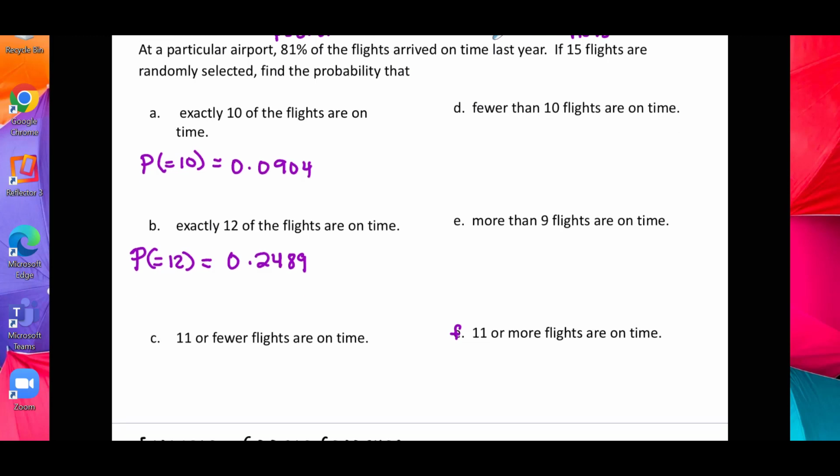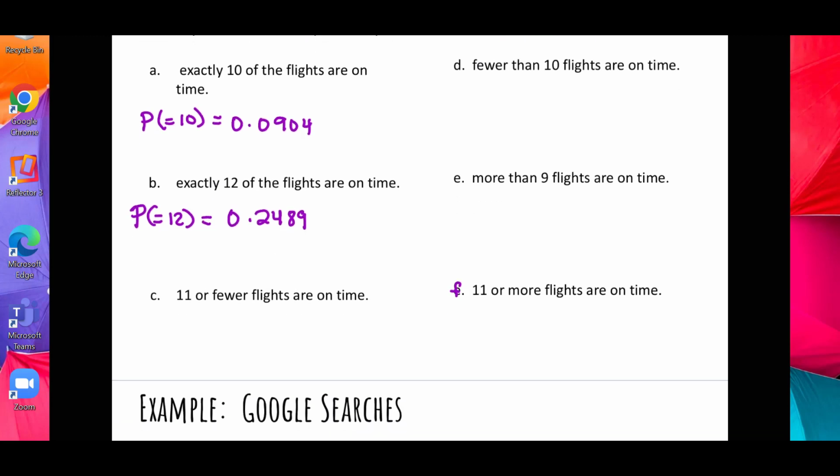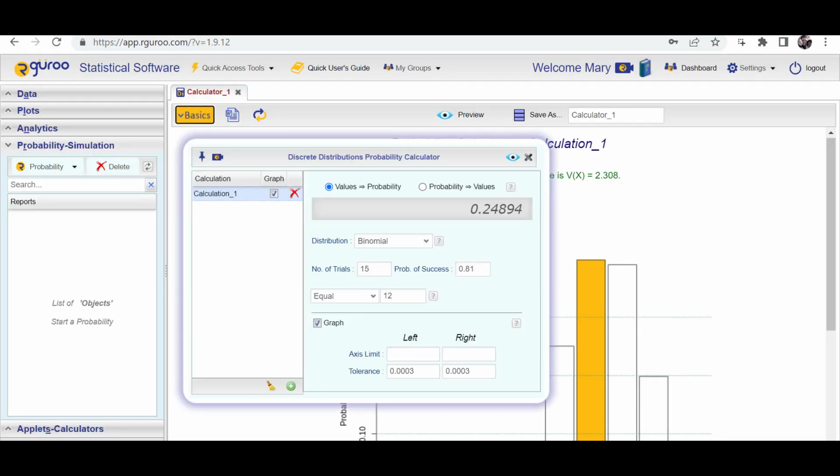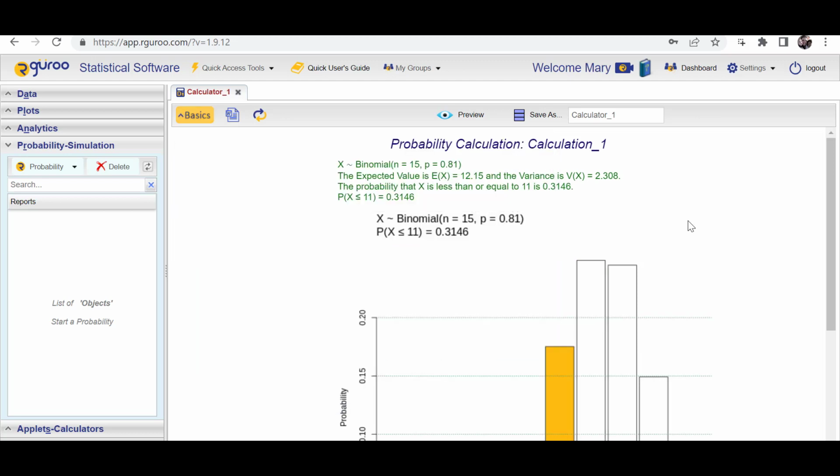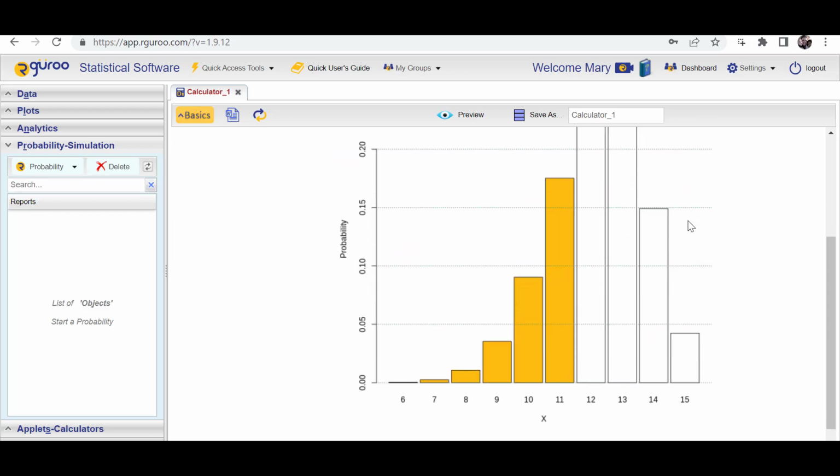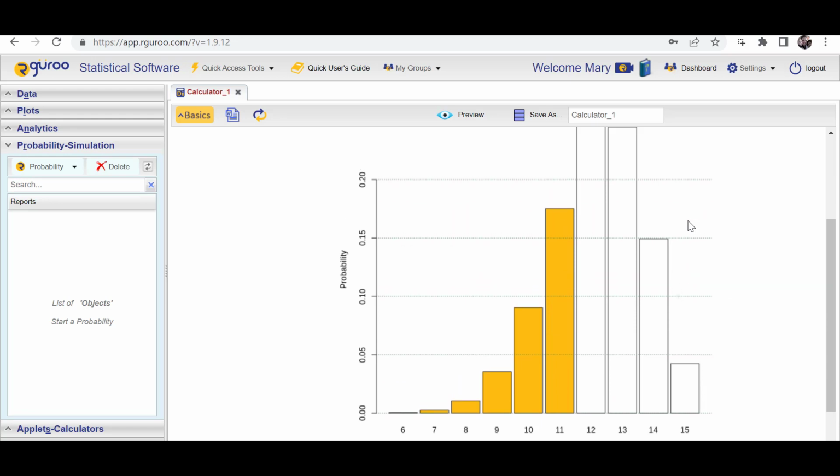Next one, what's the probability of 11 or fewer? So 11 or fewer would be less than or equal to 11. So it's 11 or less, and it includes 11. So if I go back here and choose a probability discrete calculator with a number of trials of 15 and a probability of success of 0.81, we're going to go below 11, and 11 is included, so make sure we've checked it. Include the value. And you can see we've got shaded the number 0 up through 11. You can't see anything below 6 because it's got such a low probability of occurring.